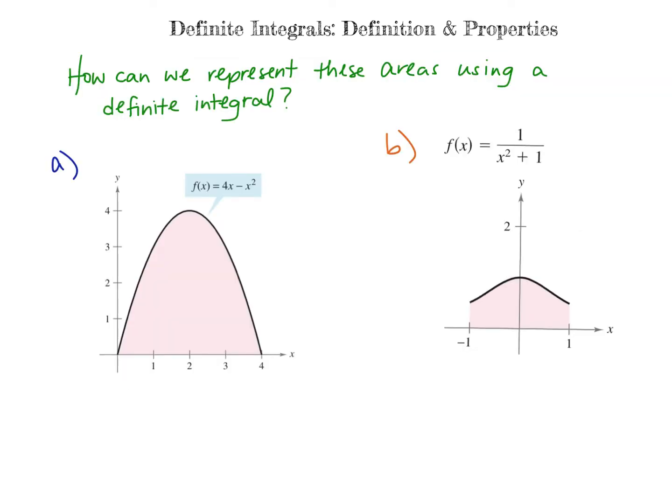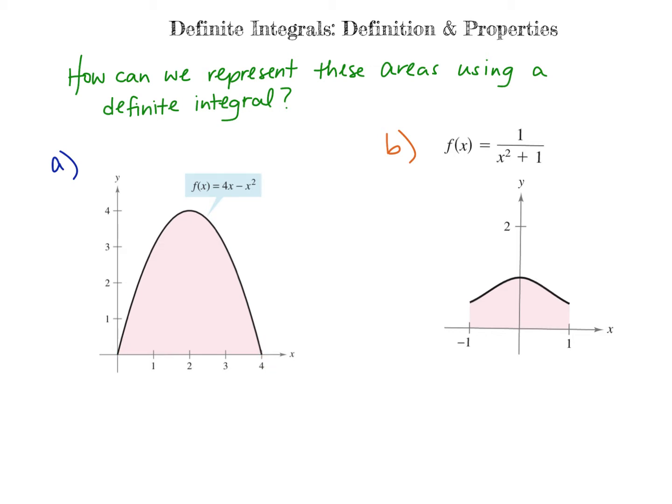Let's start off slow here, and let's just represent these two areas using a definite integral. So in part A, we can see that we have the curve f of x equals 4x minus x squared. It's given. So it is a quadratic. It forms a parabola that is opening down. We see that the shaded region in pink here goes from 0 to 4. Those are our lower and upper limits of integration.